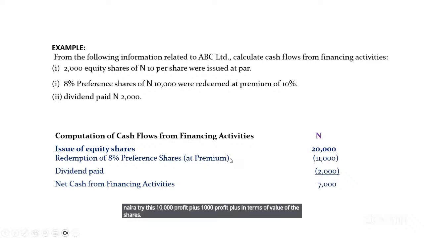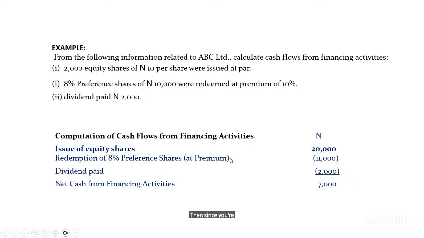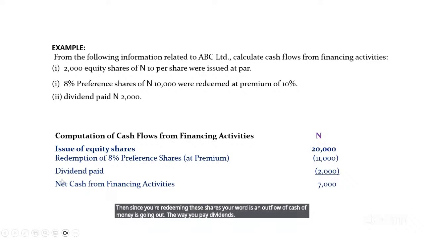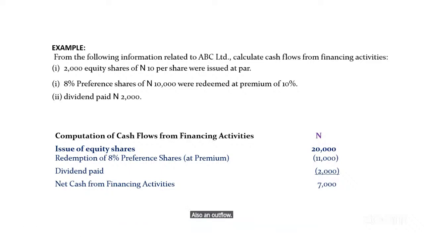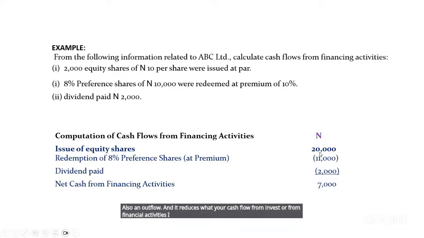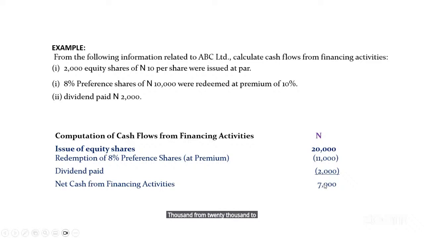Then, since you're redeeming these shares, it is an outflow of cash. Of course, money is going out. Then when you pay dividends, it's also an outflow, and it reduces your cash flow from financing activities. If you subtract 11,000 and 2,000 from 20,000, you'll be able to get 7,000 as the net cash flow from financing activities.